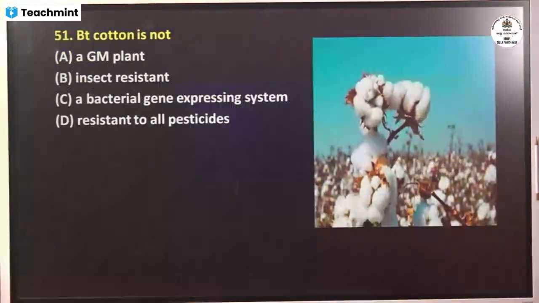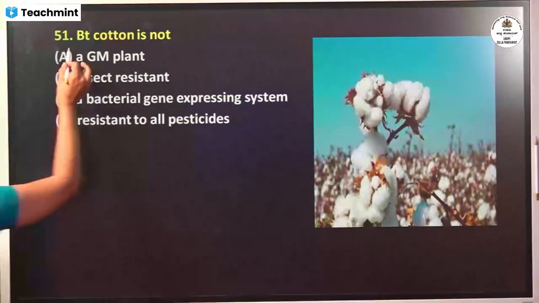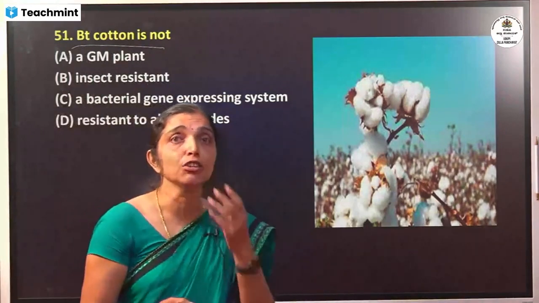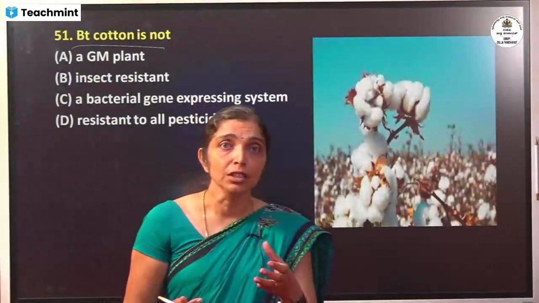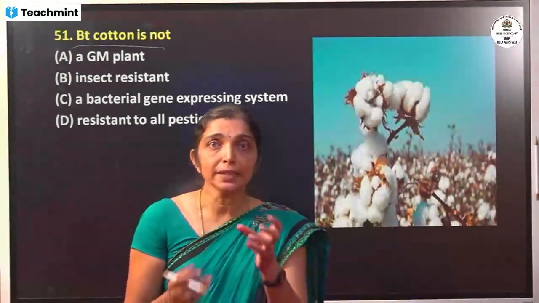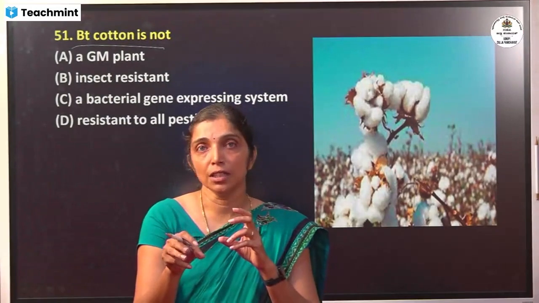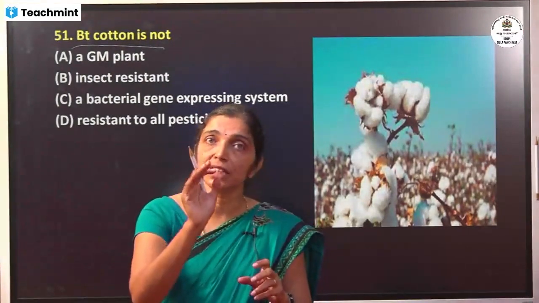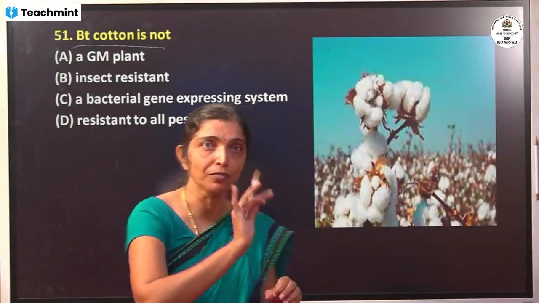BT cotton is not a GM plant, insect resistant, a bacterial gene expressing system, resistant to all pesticides. So BT cotton is nothing but Bacillus thuringiensis cotton. This is a cotton which has the gene which has been isolated from the Bacillus thuringiensis. And this is toxic to your Lepidopteran and Dipteran insects. So this is definitely a GM plant because it has been modified, isn't it?